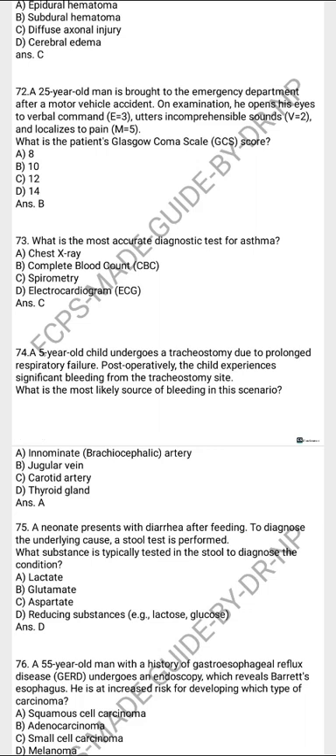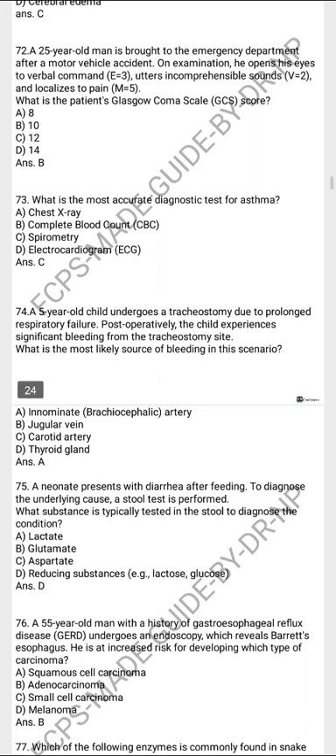A 5-year-old child undergoes tracheostomy for prolonged respiratory failure. Post-op, the child experiences significant bleeding from the tracheostomy. What is the most likely source of bleeding in this scenario? The brachiocephalic artery.